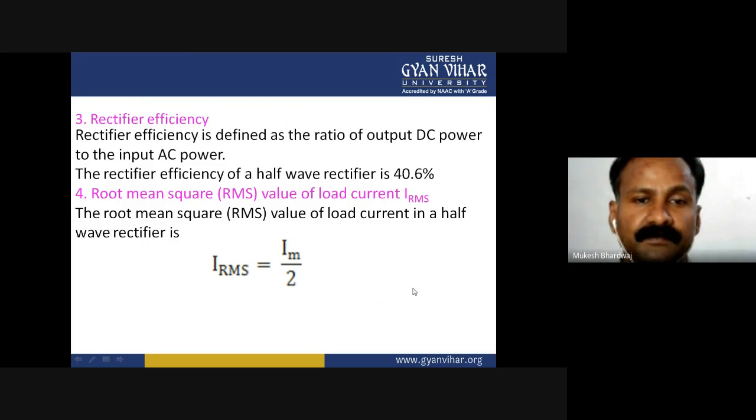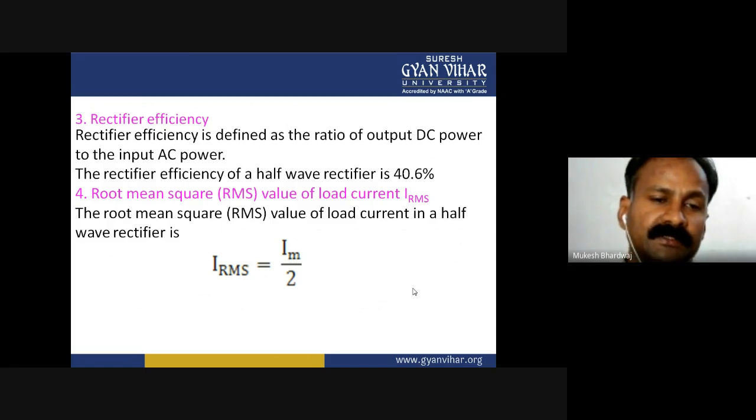Rectifier efficiency. This is the third parameter. Rectifier efficiency is defined as the ratio of output DC power to the input AC power. The rectifier efficiency of a half-wave rectifier is 40.6%.